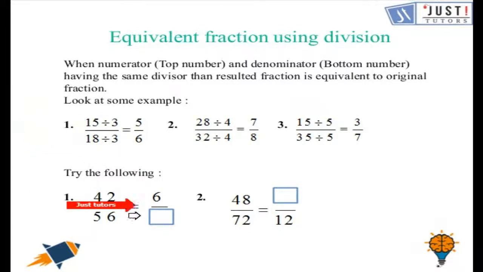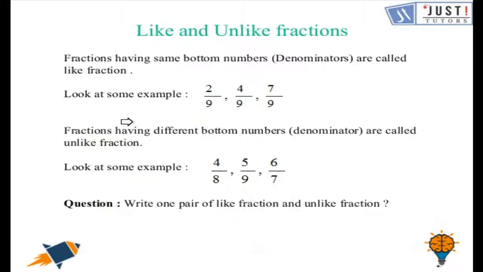Let's take a pause and try the given questions, and I hope that you'll do it really well. We'll pat you back if all of your answers are correct. Now let's move forward and talk about like and unlike fractions. Fractions which have the same denominators are called like fractions. And a pair of fractions which have different denominators, like you can see in this case, are called unlike fractions.